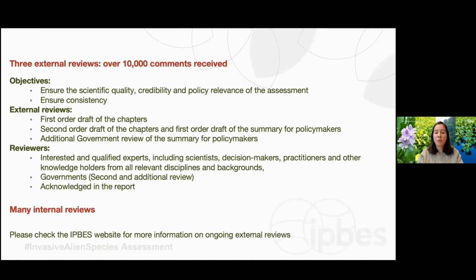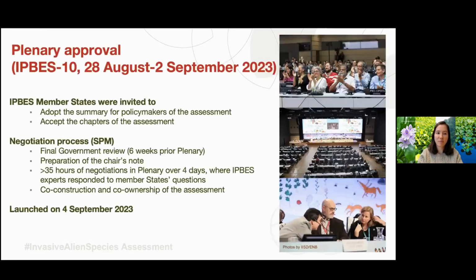But please check the IPBES website for more information on any ongoing external reviews and see if you can participate in the process. The final step of the assessment is the plenary approval.